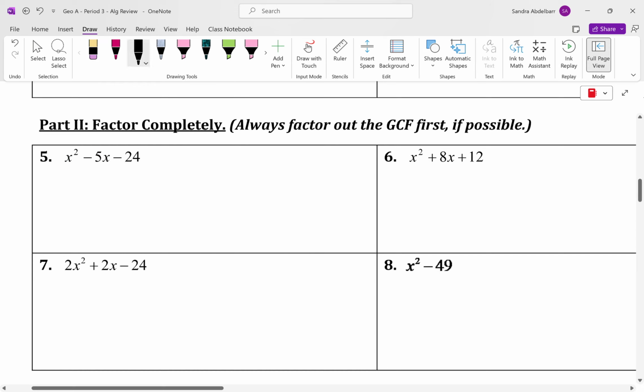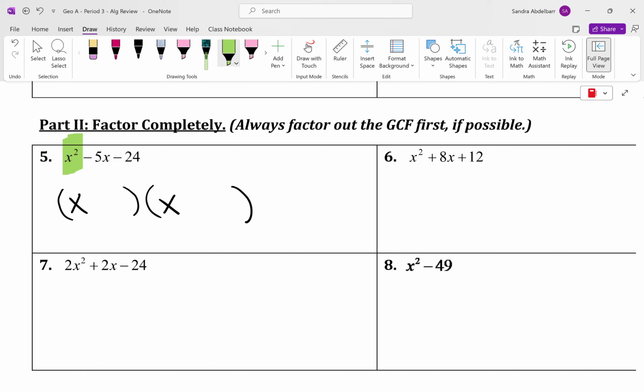Since there is no GCF, we're going to go straight into factoring. And the way you go straight into factoring is you set up your double set of parentheses. I know two things are going to get multiplied together. And the way we do this is you ask yourself, well, what times what will give us this first term? So what times what gives us x squared? X times x.